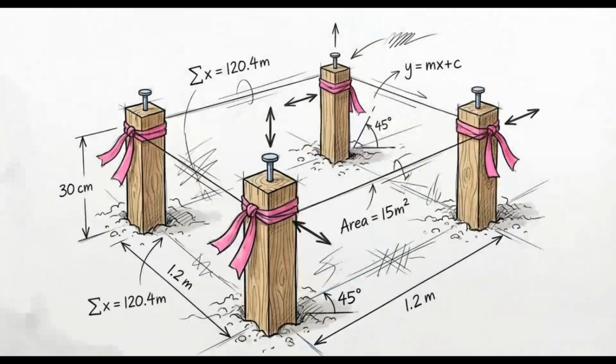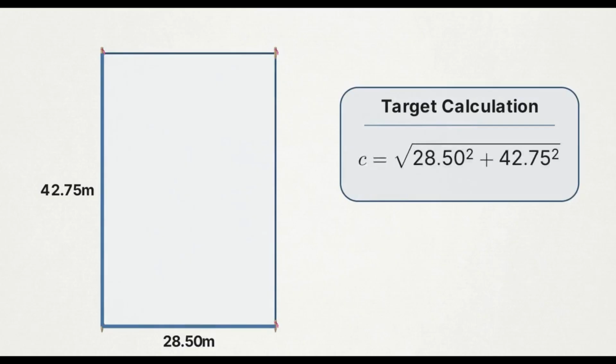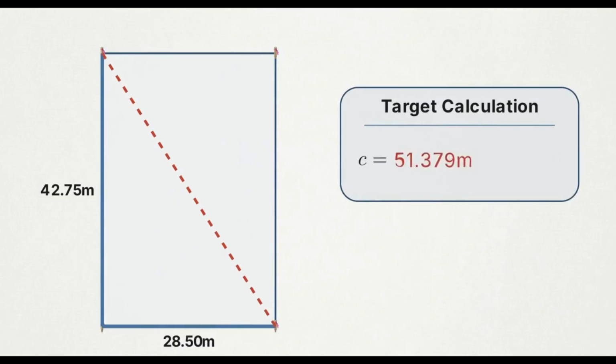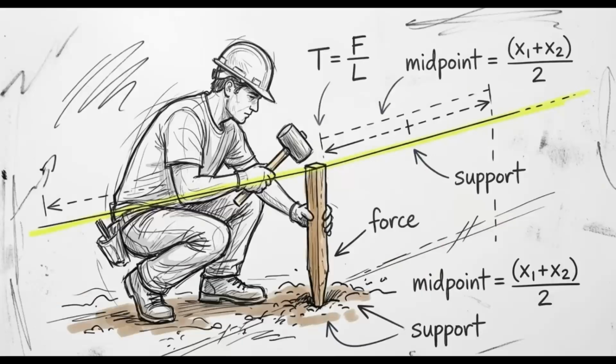Consider a large building lot peg-out measuring 28.5 meters by 42.75 meters. This site diagram shows the calculation scaled up. Using the exact lot boundary dimensions, the formula gives us a precise target diagonal of 51.379 meters between the corner pegs. At this scale, tape sag and wind create physical challenges for the measurement. You need to support the string line over long runs to ensure your tape is pulled tight and reading true.